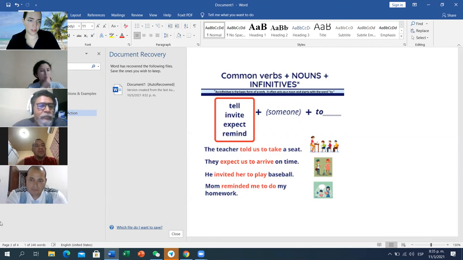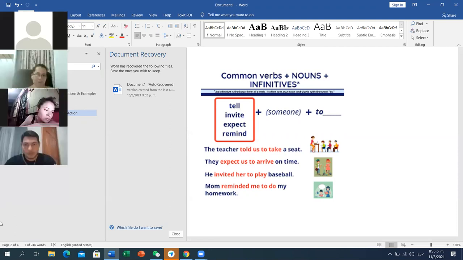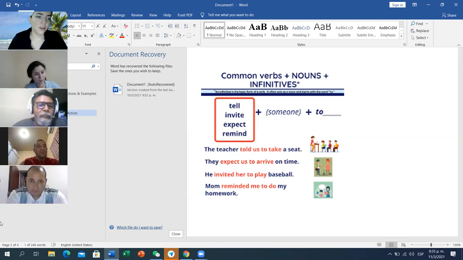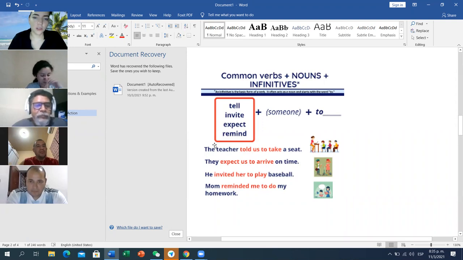Acabo de leer a Mauricio, ¿dónde está? Leí que decía Mauricio, ¿quién era? No había Mauricio. No. Okay. So, Carlitos, go ahead.